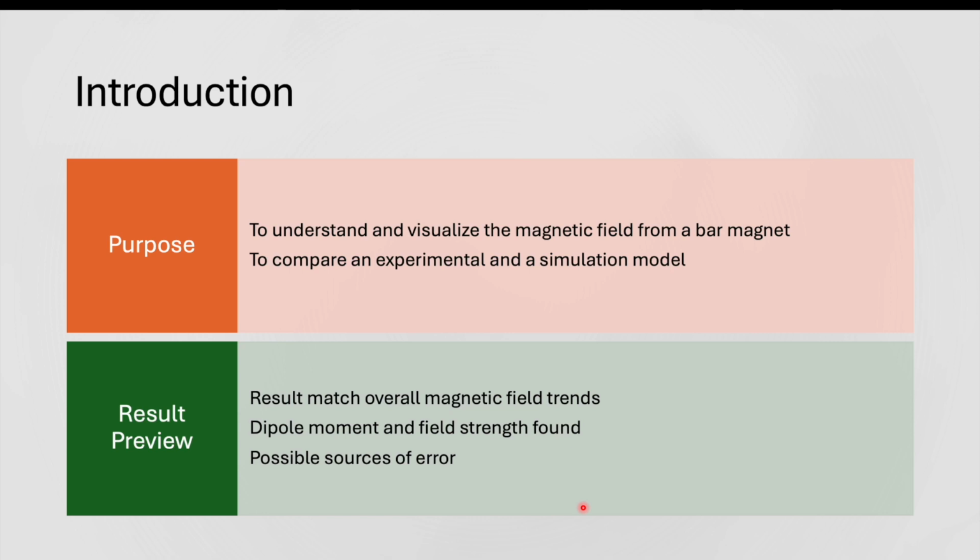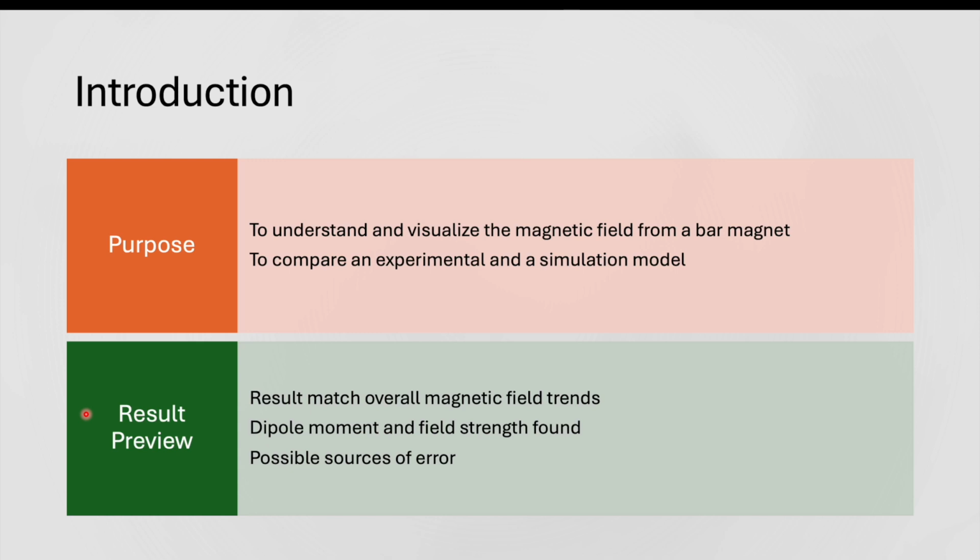So as a quick introduction, the purpose of this lab is to understand and visualize the magnetic field from a bar magnet. And then we're going to try and compare an experimental and simulation model to try and see the differences between real life and a simulation. So here's a quick preview of the result.